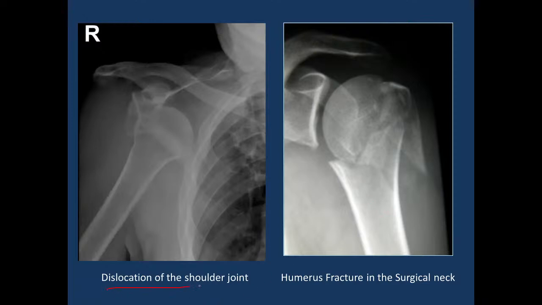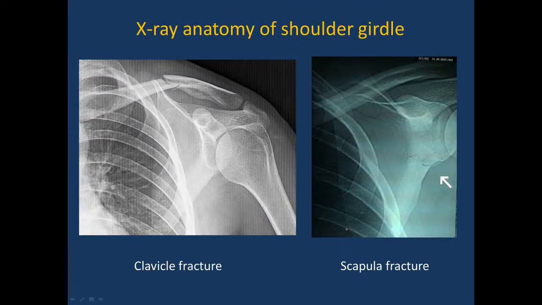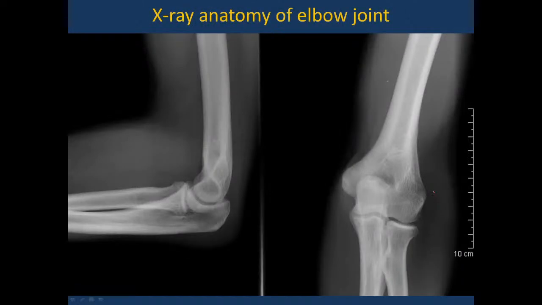Here is the dislocation of the shoulder joint. You see the cavity of the scapula and the dislocated caput of the humerus. And this is a typical fracture of the humerus in the surgical line, surgical position of the humerus. Shoulder girdle, we see the fracture of the clavicle, and a special fracture of the scapula, which is quite a rare damage.